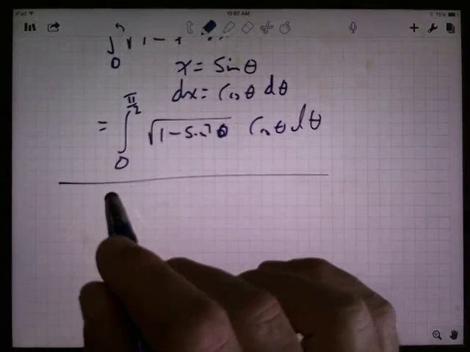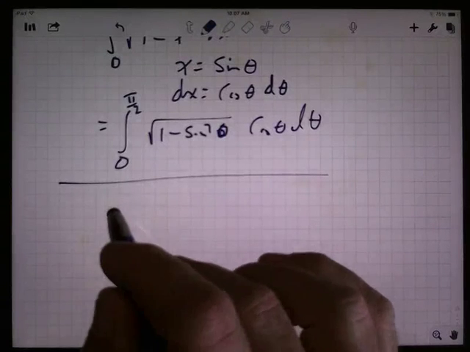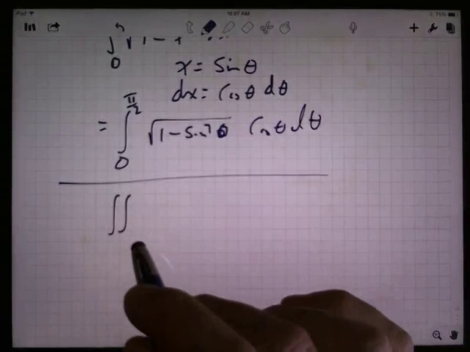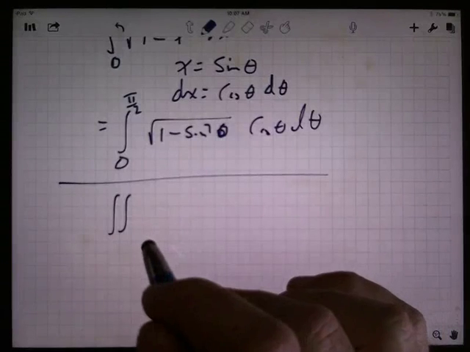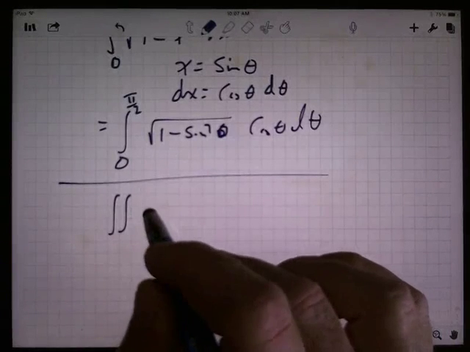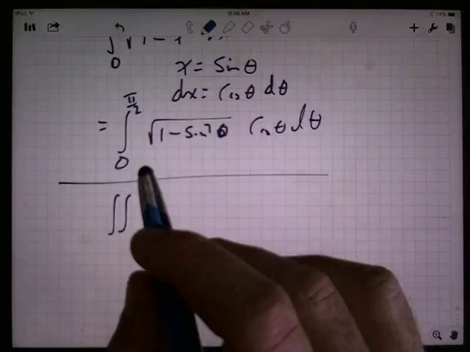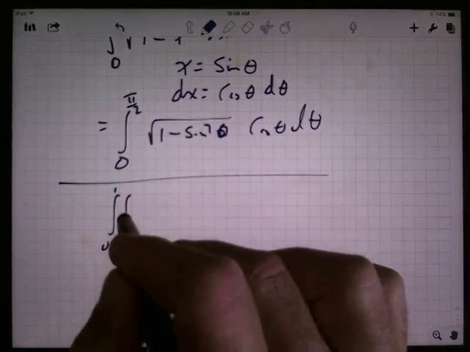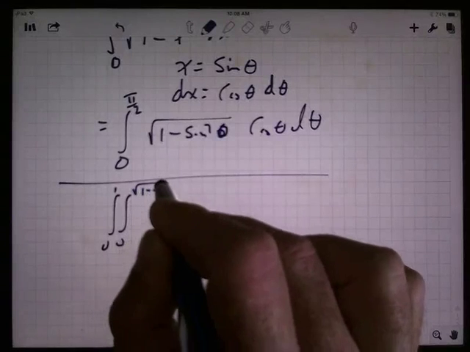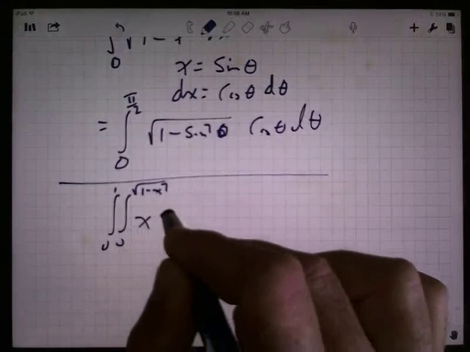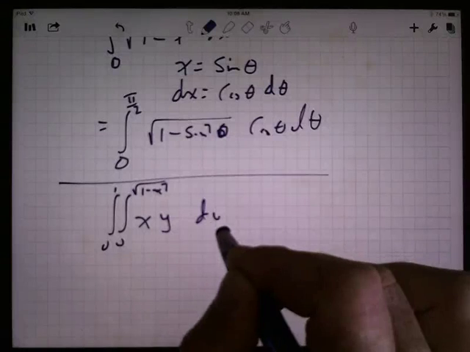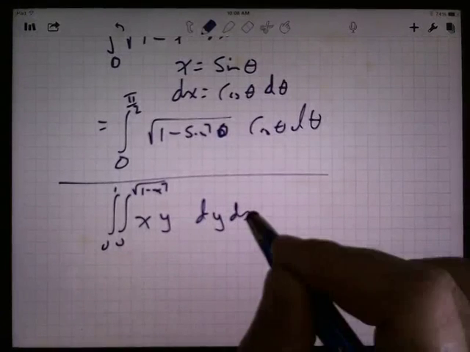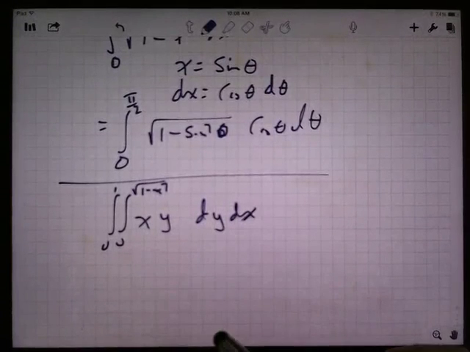And then we had something like this with a double integral over some region. So I might have the integral from 0 to 1, from 0 to the square root of 1 minus x squared. The function I'm integrating is x times y, and this is dy dx. And I say, you know what, I'd much rather do that in polar coordinates.